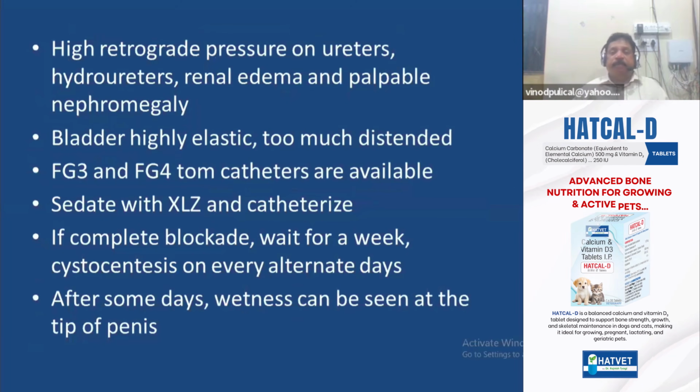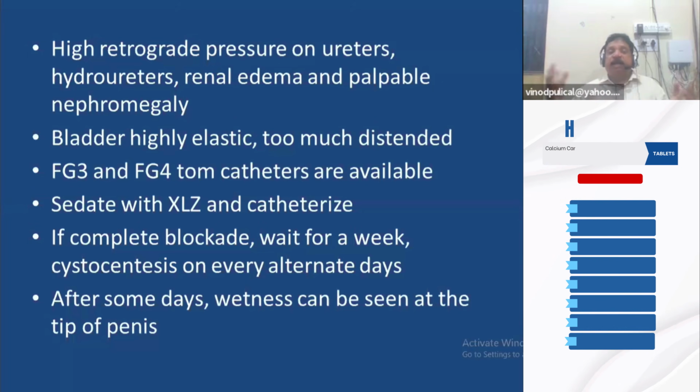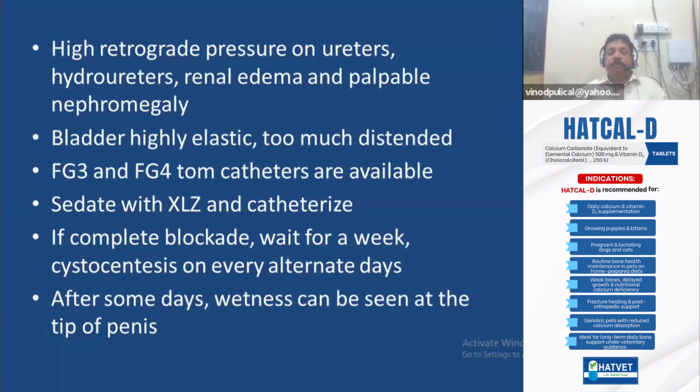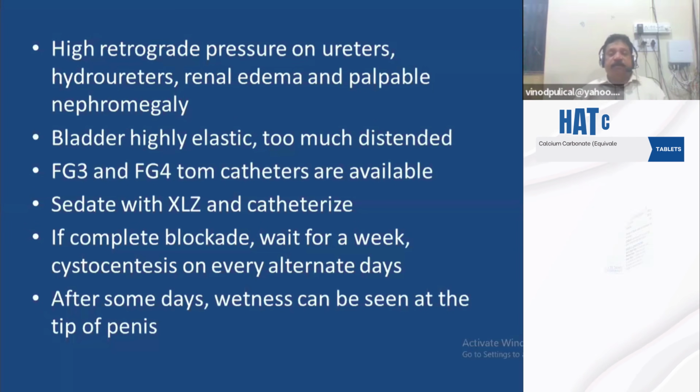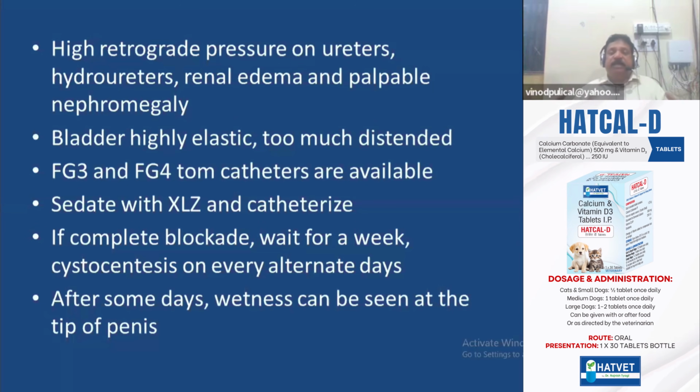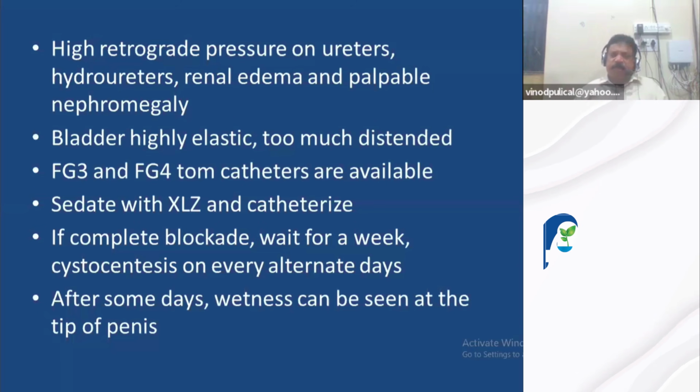There will be high retrograde upward pressure on the ureter producing hydroureter and even renal edema. That is hydronephrosis. And there will be palpable nephromegaly in such cases. The bladder is highly elastic in the cat, and that becomes too much distended. And rupture of the bladder is very rare in the cat because it is very elastic.